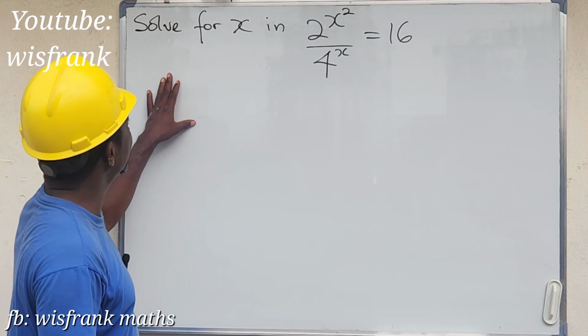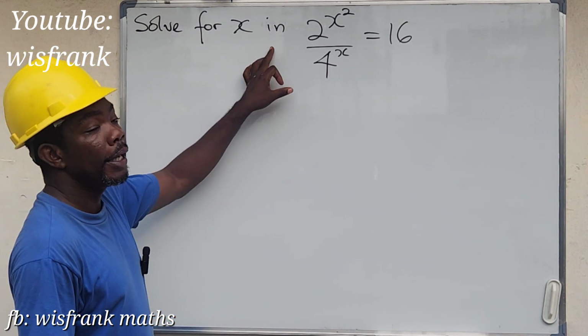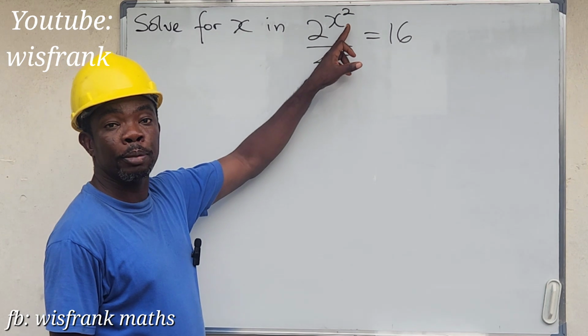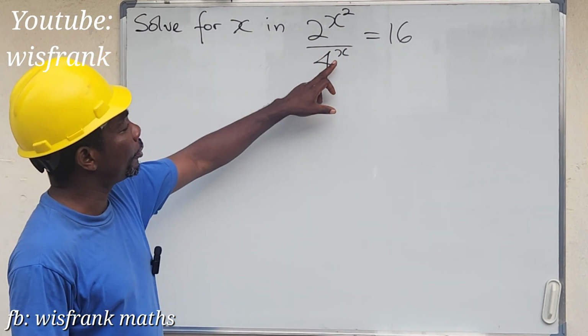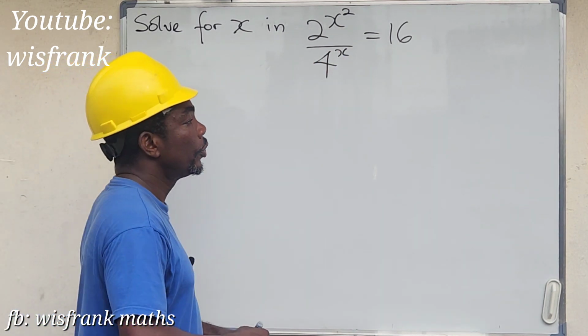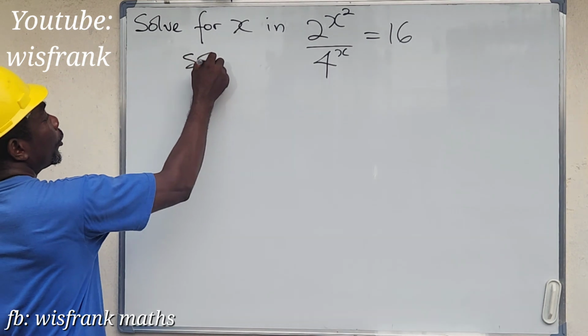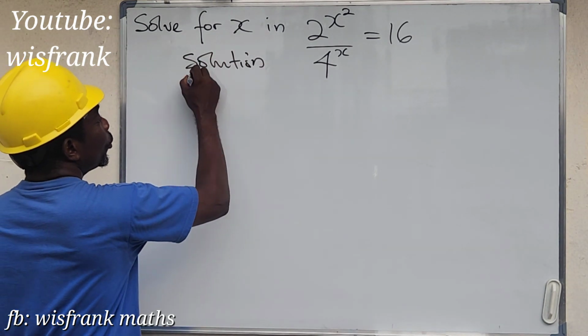Today we are looking at this question and it says solve for x in 2 raised to the power of x squared all over 4 raised to the power of x equals 16. So in this case, we are going to solve for the value of x. So we have a solution.